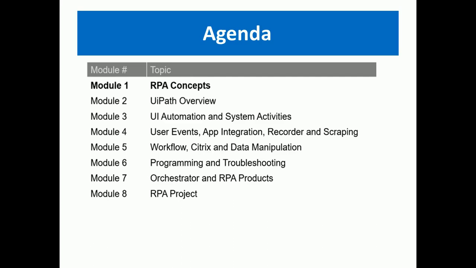Then module 4 covers user events, the application integration recorder, what is meant by scraping, data scraping, etc. Then module 5 covers the workflow, what the workflow is, what the Citrix environment is, and how to do data manipulation. Then it follows with programming and troubleshooting. Then there is another module called the Orchestrator, where we manage our bots and everything. And then RPA products, the different RPA products that are available.